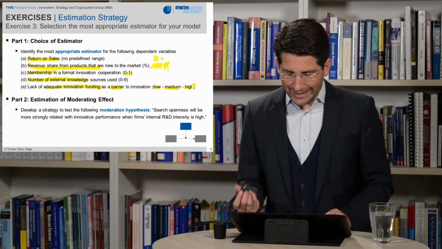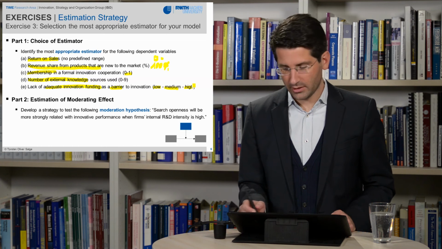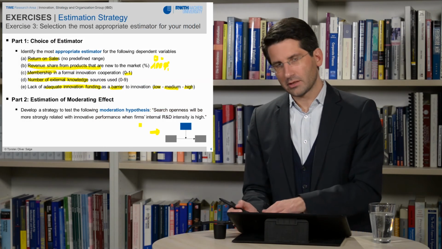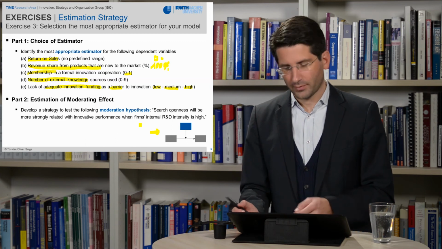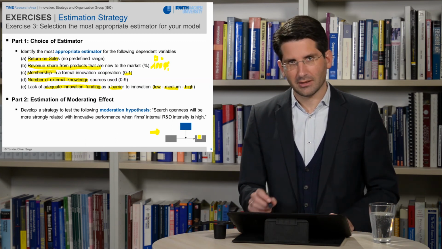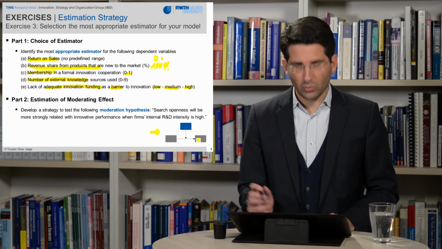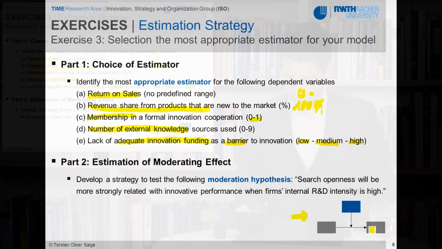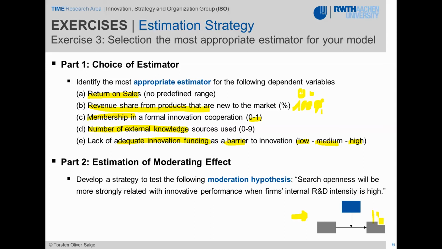So let's assume now that we have a moderation hypothesis, which in an ideal typical manner is depicted like this, right? So this is our moderation setup, and our moderation hypothesis now reads like this. Search openness will be more strongly related with innovative performance when firms' R&D intensity is high. So let's use that model and let's now write down the respective variables, at least in their abbreviations. So what is our dependent variable? Our dependent variable is what we want to explain. It's the innovative performance. So this variable is the innovative performance.